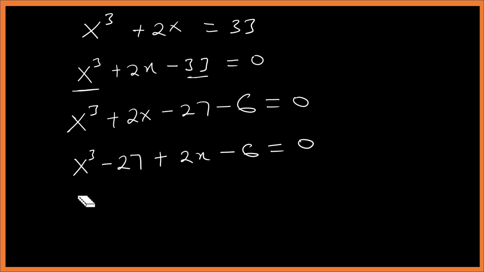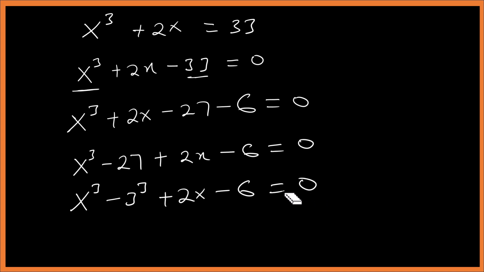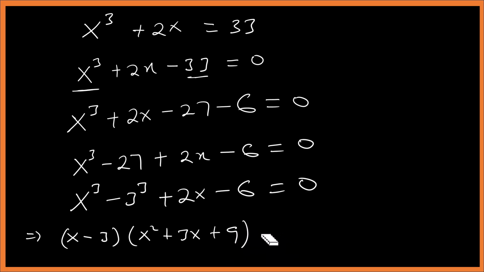Now what I'm going to do here is to change the 27 to 3 to the power 3, plus 2x minus 6 equal to 0. So from here, this side will be x minus 3 times x squared plus 3x plus 3 squared, 9, plus 2x minus 6 equals 0.